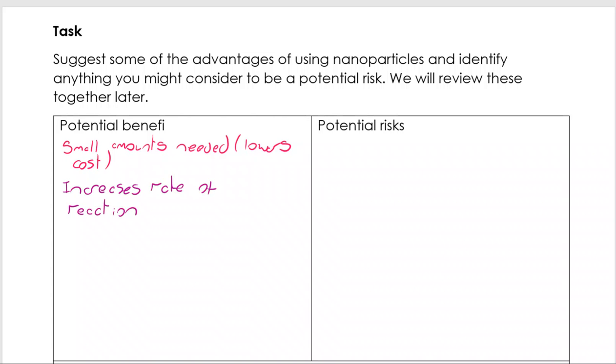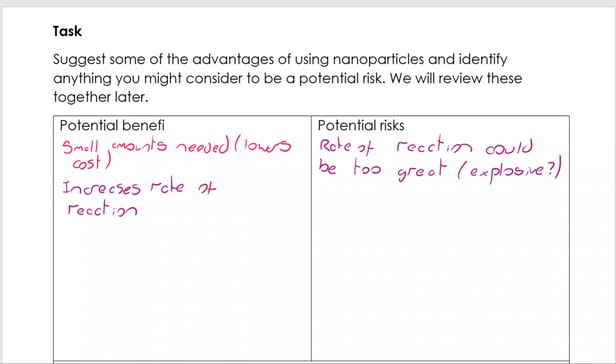But if we take a look at the potential risks, the rate of reaction could be too great. If we're talking about something catalyzing a reaction, could it make it explosive? We also have to consider that we have got possible accumulation of nanoparticles in the environment.